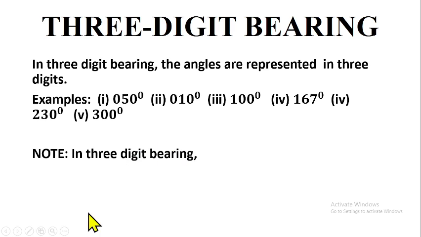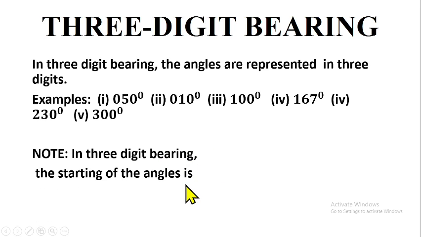So from here, what can we see? In 3-digit bearing, the origin is always the north. The origin is the north. It's not like that of compass bearing. In 3-digit bearing, the origin of the angle is the north, very unlike that of compass bearing.